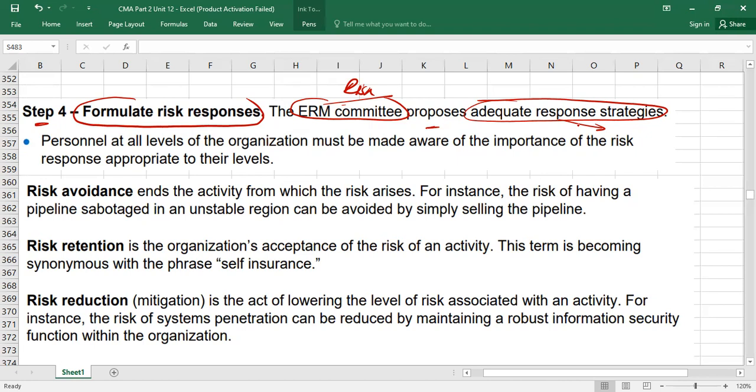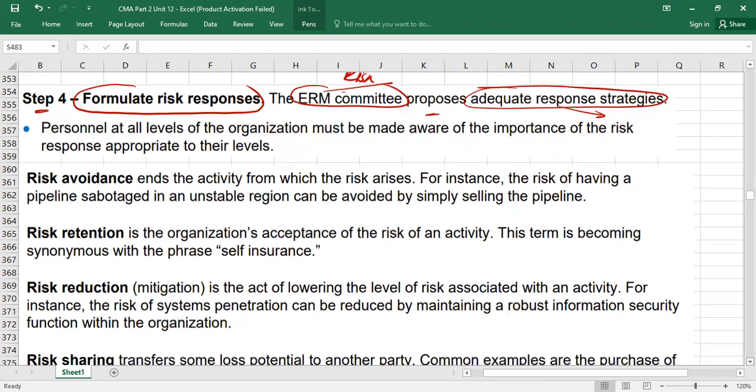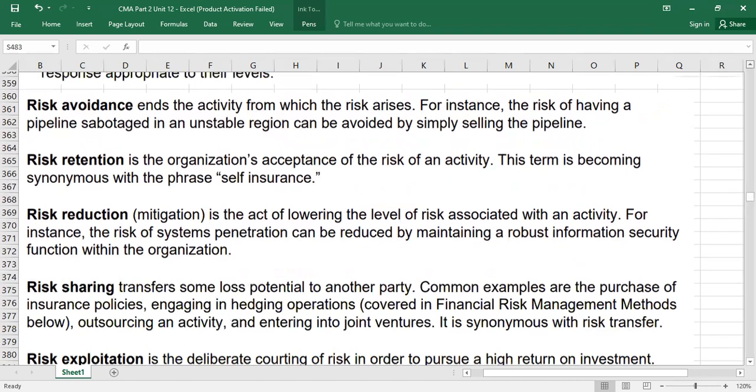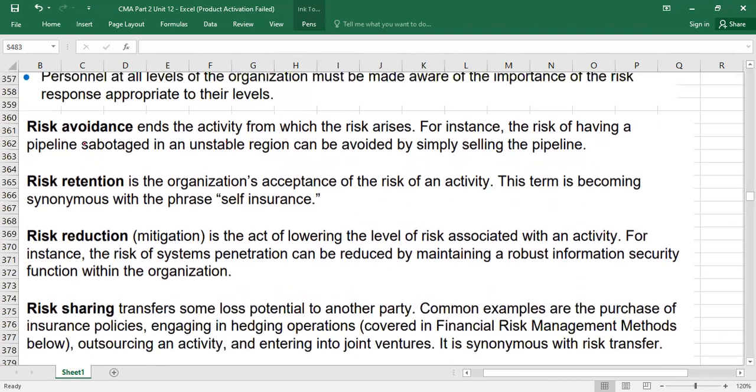And usually, who proposes the adequate risk response or adequate risk strategy? The risk committee. So here we go. We have the first strategy. I'm just going to tell you here. The first strategy is called risk avoidance. Risk avoidance means what? It ends the activity from which the risk arises.